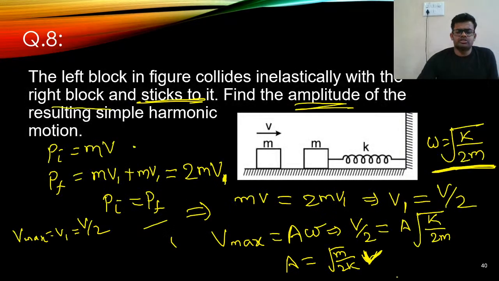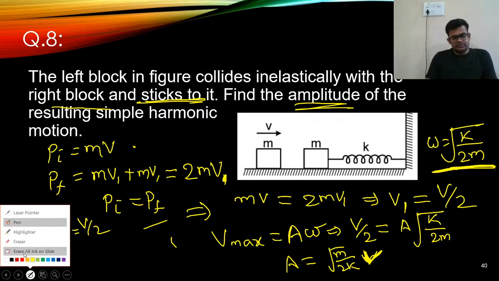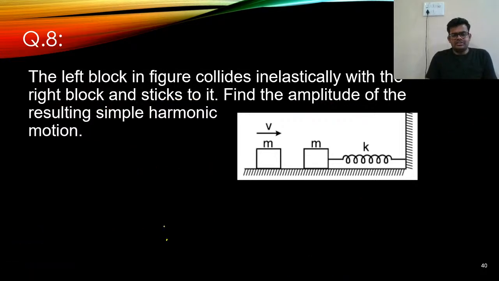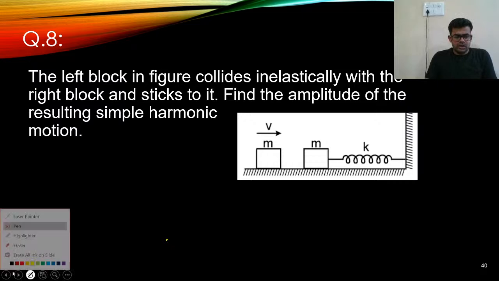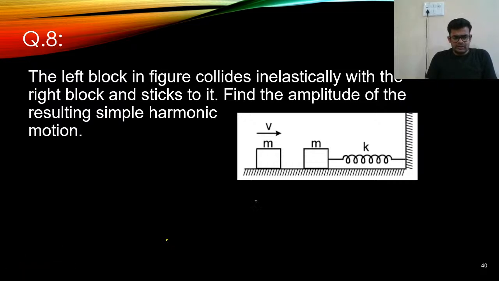Okay, so a similar question I would like to ask you. One more question based on the same concept. Okay, so I'm just erasing it. Now the question is, let's say this mass is 2m. How much? 2m. So let's say this mass is 2m. Then what will be the amplitude of the resulting motion?